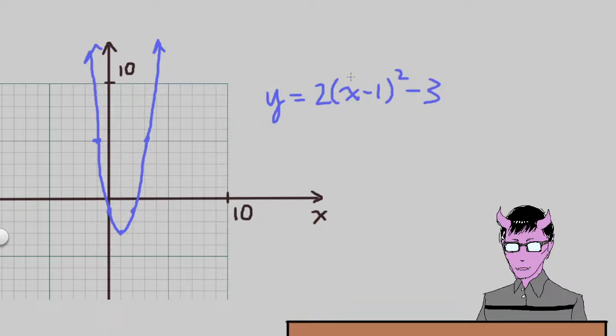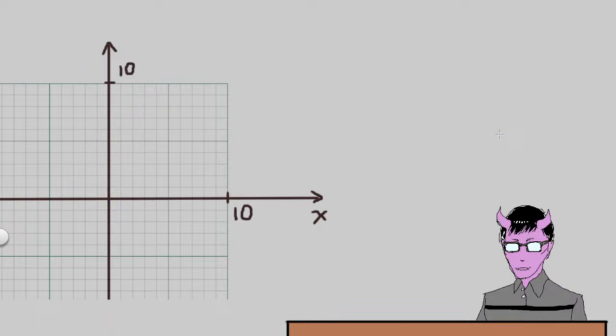Everything's done. You have accounted for the shift to the right by 1 space. We've accounted for the shift downwards by 3 spaces down there. And then we have accounted for the vertical stretch amplitude of 2 because it's a 1 to 2 movement, 2 to 8 movement. So everything's good. Easy. Let's do another one.